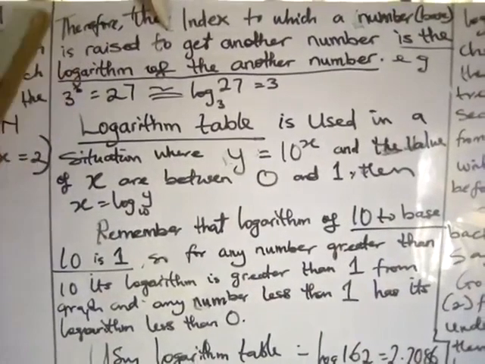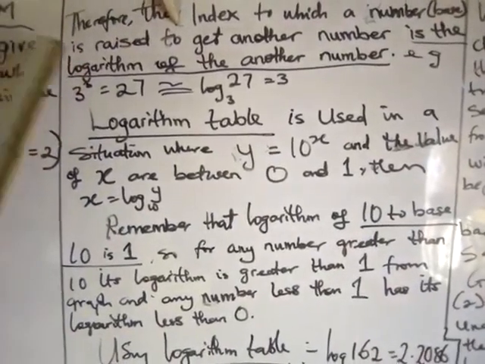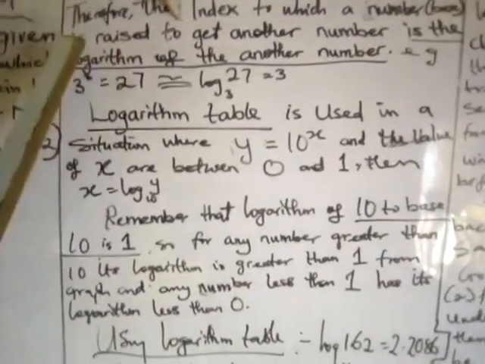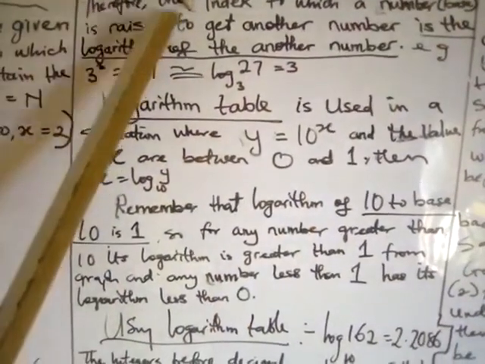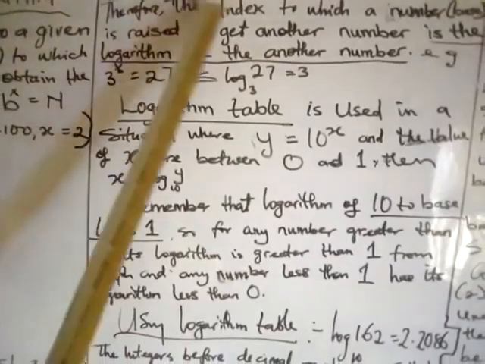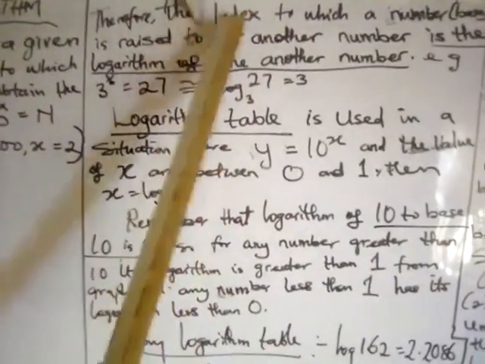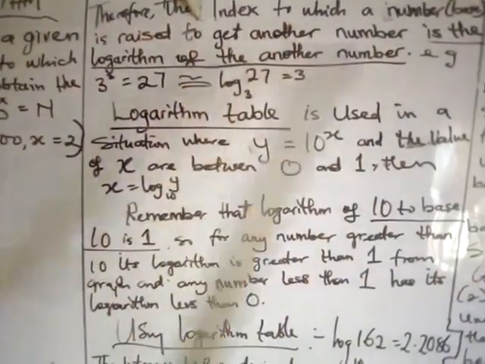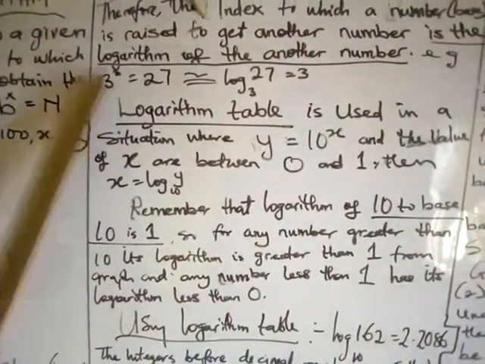Yes, we're still on the law of logarithm, but let me chip in this. Logarithm is therefore the index to which a number base is raised to get another number. Do you get now? The index also means what? Power. Index, the power to which a number base is raised to get another number. For example, let's say you have 3, right? 3 raised by 3 will give you 27.